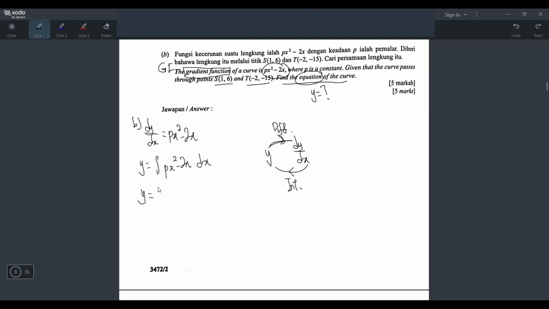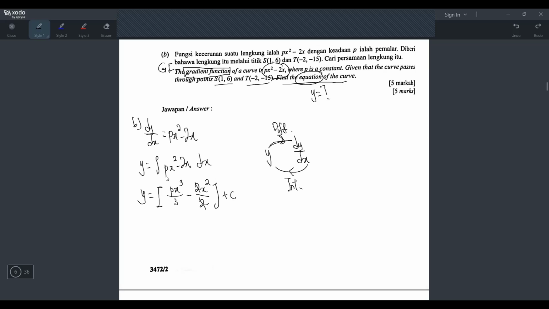And when we integrate px power 2, I will get px power 3 over 3. Because when you integrate, the power have to plus 1, and then you have to divide with the new power. And then minus, okay, integrate 2x, it becomes 2x, power plus 1 become power 2 over 2. And then close bracket, and then the dx have to write plus c. You have to write plus c, okay, because if there's no numbers here, then we call it indefinite integral. It means kamiran tak tentu. And for kamiran tak tentu, you have to write plus c here. Okay, 2 and 2 can cut.